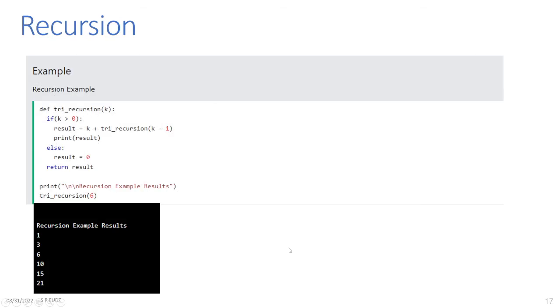So this is our example, try recursion. We have a k. If k is greater than 0, result is equal to k plus try recursion k minus 1, print result. Else, so if it is not, result equals 0, and then return result.